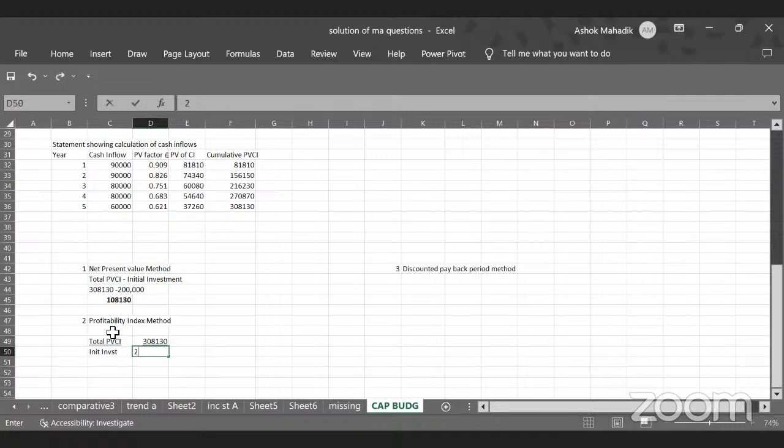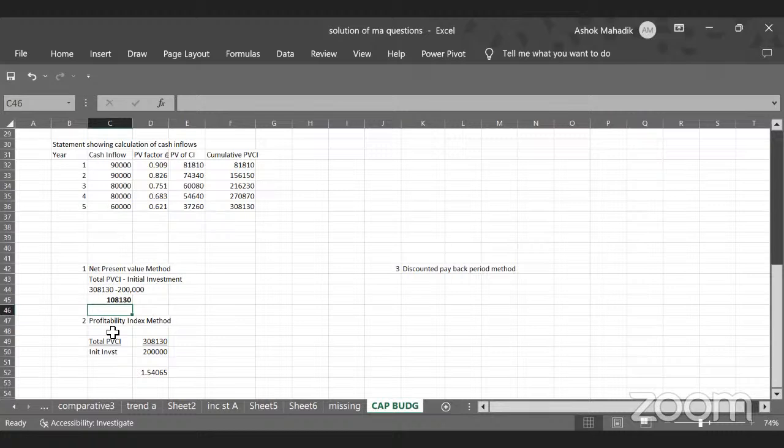If your answer is more than 1, you accept the project. Okay. So I'll just do the division. 3,08,130 upon 2 lakhs. The answer is 1.54.